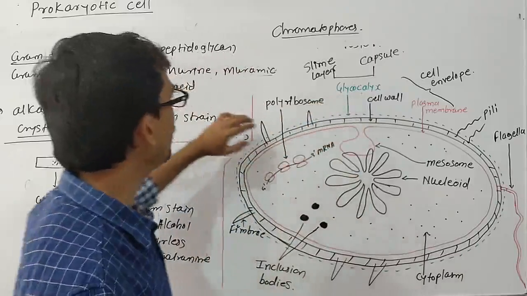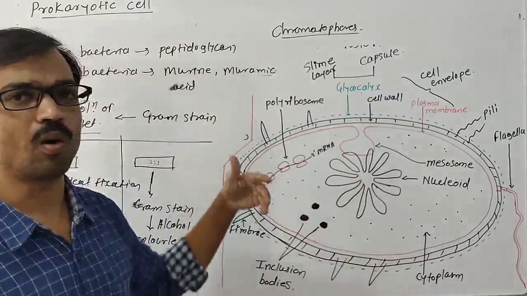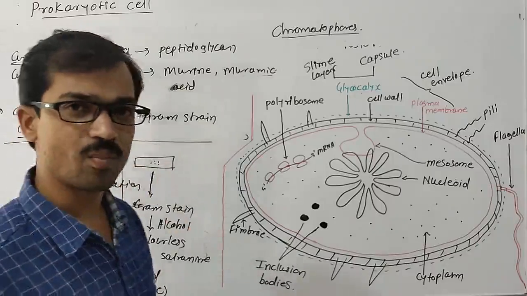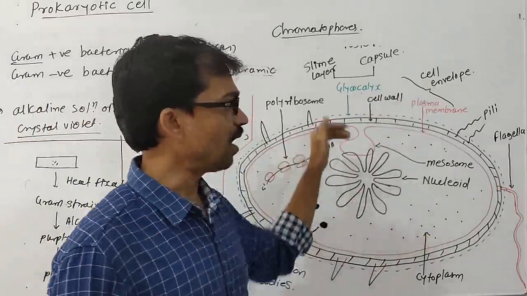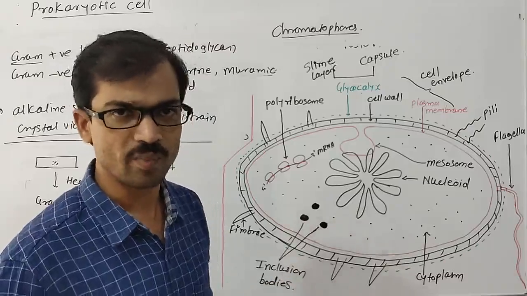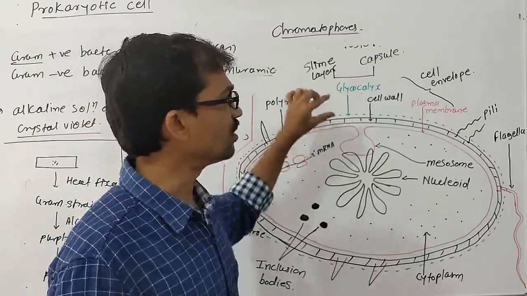Cell wall may be made up of a high amount of peptidoglycan or no or little amount of peptidoglycan, and based on that it is either gram positive or gram negative. And the plasma membrane has several invaginations in the form of mesosomes, and in cyanobacteria in the form of chromatophores also. This is about the cell envelope.